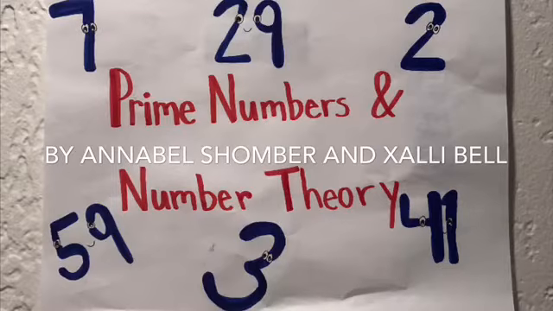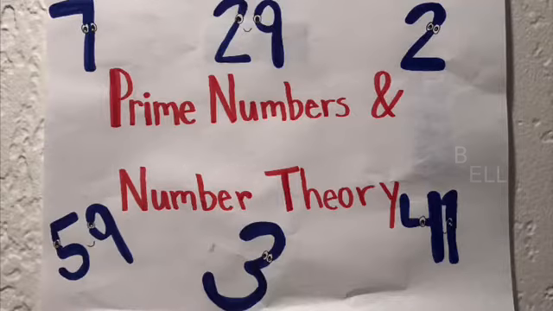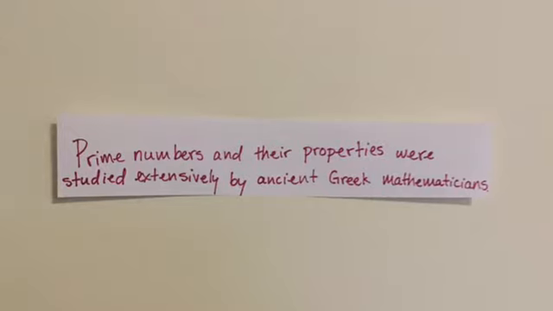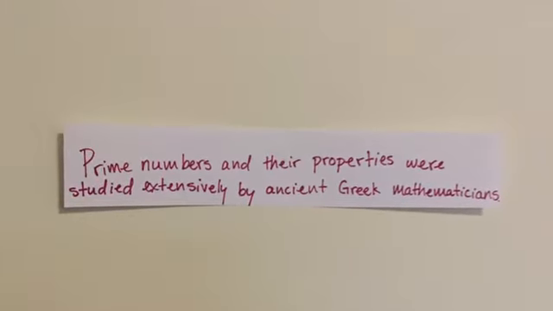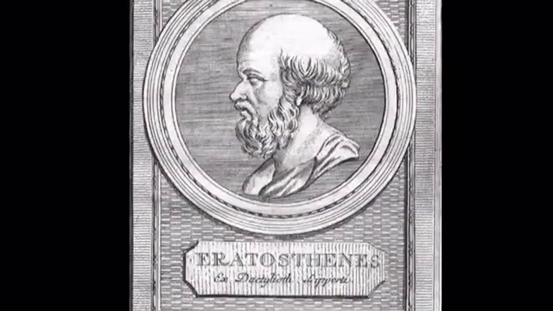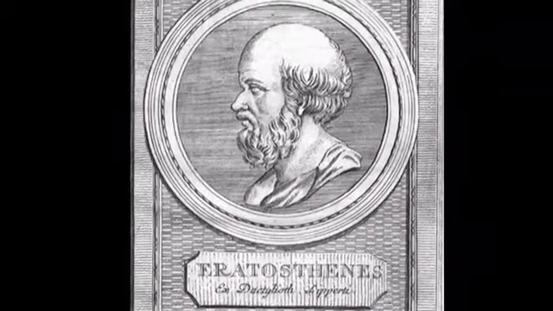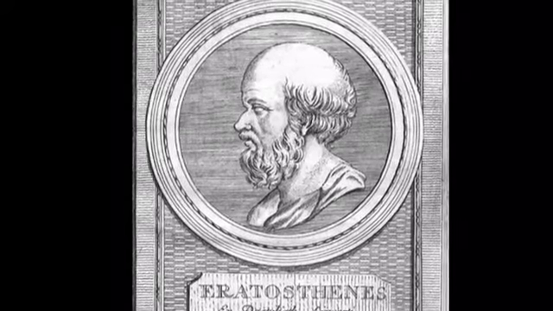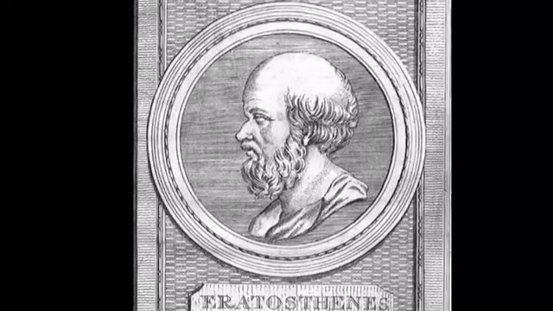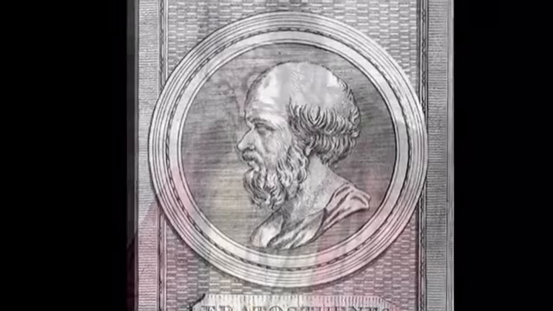Prime numbers and number theory. Prime numbers and their properties were studied extensively by ancient Greek mathematicians. In around 200 BC, the Greek mathematician Eratosthenes devised an algorithm for calculating primes called the sieve of Eratosthenes.